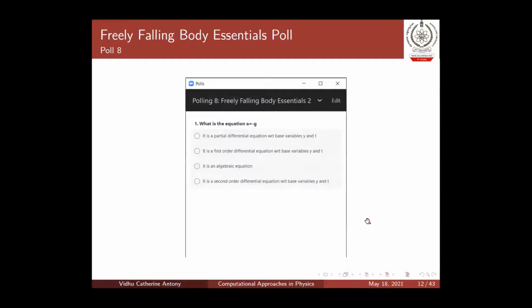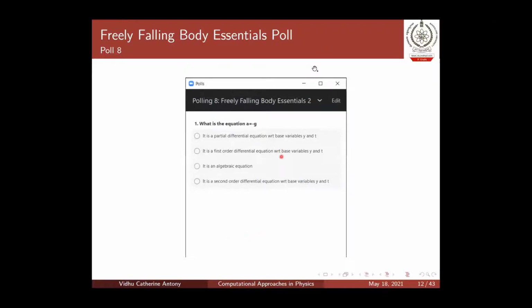This is a revision question. These are essential concepts that you need to have known before. So I'm going to start the poll now. Let's look at the question once. What is the equation a equals minus g? Is it a partial differential equation with respect to the base variables y and t? Is it a first order differential equation with respect to y and t? Is it an algebraic equation? Is it a second order differential equation with respect to y and t? I will start the poll now.